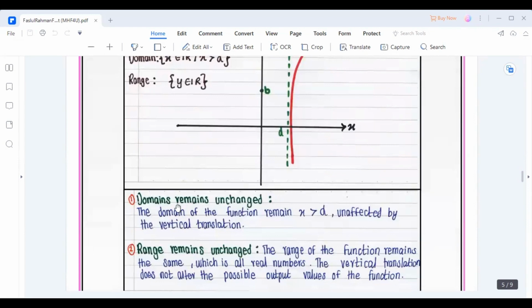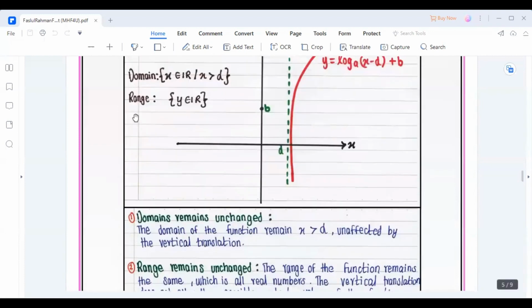First one, the domain remains unchanged. The domain of the function remains x greater than d, unaffected by the vertical translation. Therefore, the domain is x is an element of R and x is greater than d.